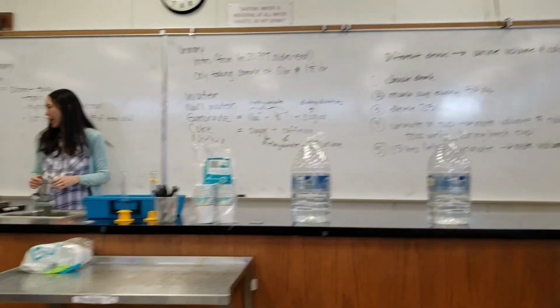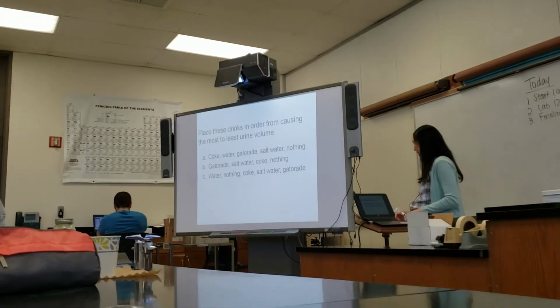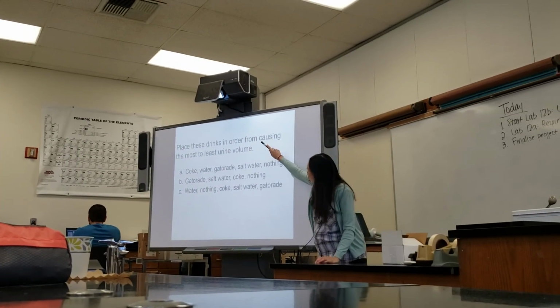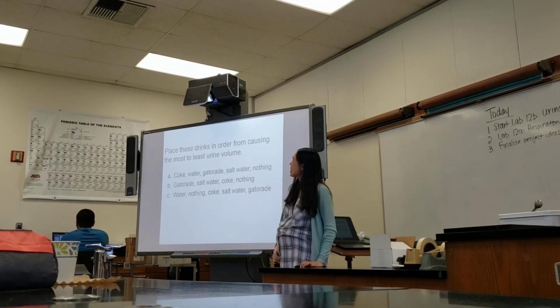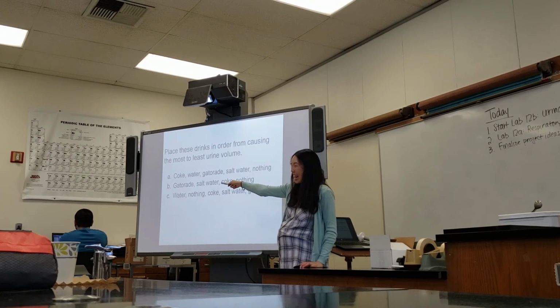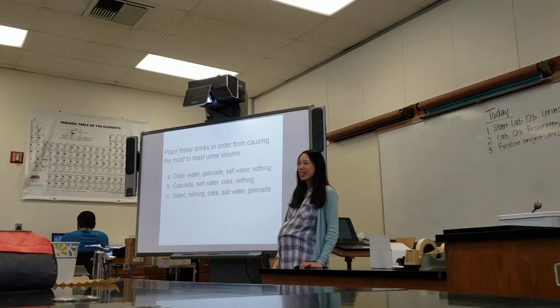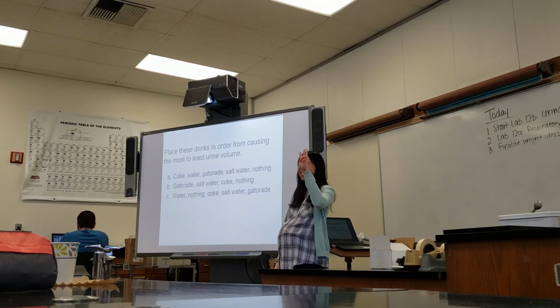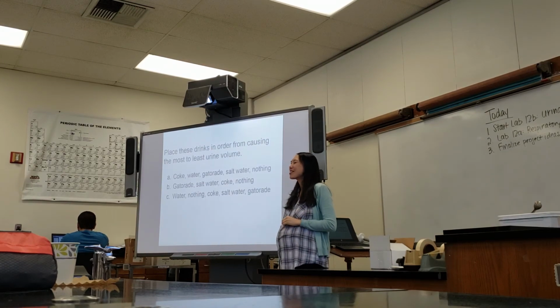Right? Okay, so let's see if we can sum up what we predict. Place these drinks in the order causing the most to least urine volume. Should we start off with Coke being the most and nothing being the least, Gatorade being the most and nothing being the least, or water being the most and Gatorade being the least? What do you guys think? One, two, or three? What's your prediction? Okay, I'm seeing mostly ones and a few twos.